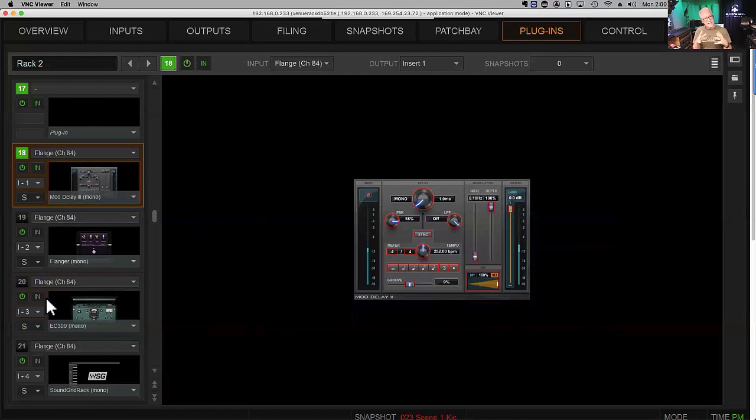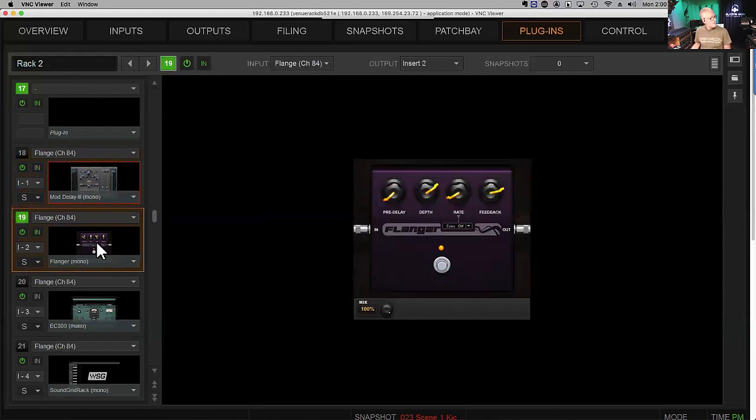Now, like I said, the key to flanging is that the effect signal's got to be really close to that original signal, right? For it to really work, you want those things really rubbing together and creating that kind of effect, right? So here's just the effect with no dry signal in it.